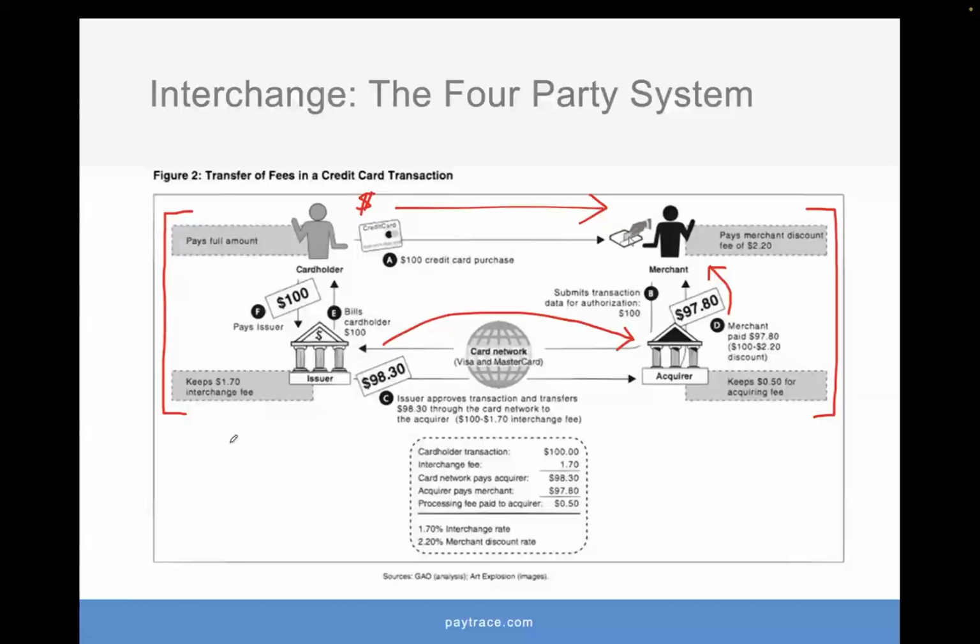That portion that the issuer keeps, right, in this case was $1.70 or 1.7% of that transaction, which is actually a pretty good rate. That is what we call an interchange. It's essentially a fee pulled out on that transaction by the issuer to cover different costs and risks in moving those funds, right? All that to say, every single time a merchant accepts a credit card transaction, there's going to be some fees, the largest of which almost always is going to be interchange.